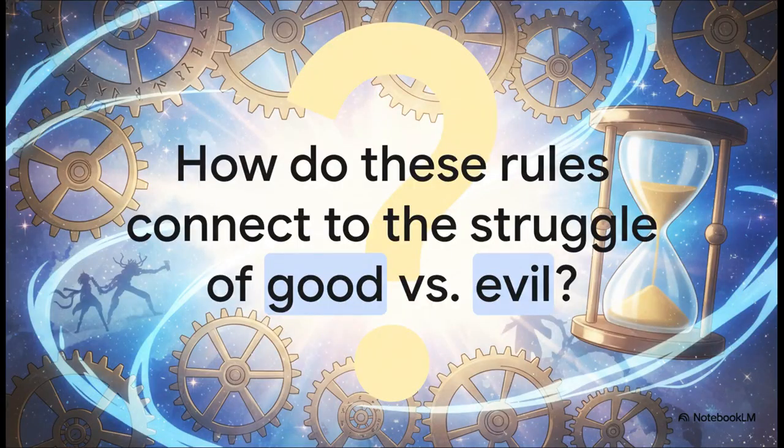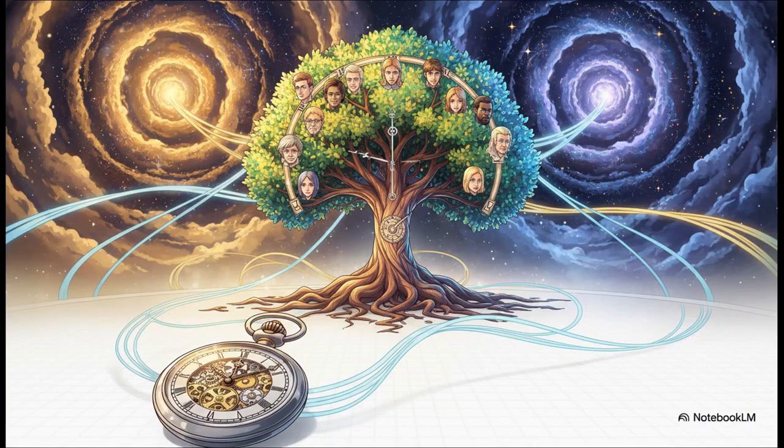Okay, so we've covered physics and fighting, but how does this all scale up? How do these intricate rules connect to the ultimate fate of the world, to the grand struggle? Well, the answer is hidden in the mechanics of time itself. You see, time isn't just a single straight line. It's governed by 3 different kinds of clocks, all interconnected.